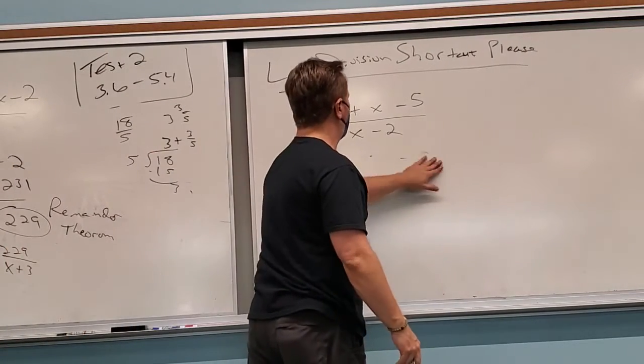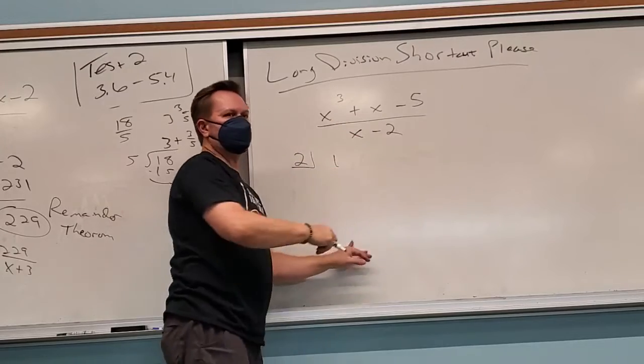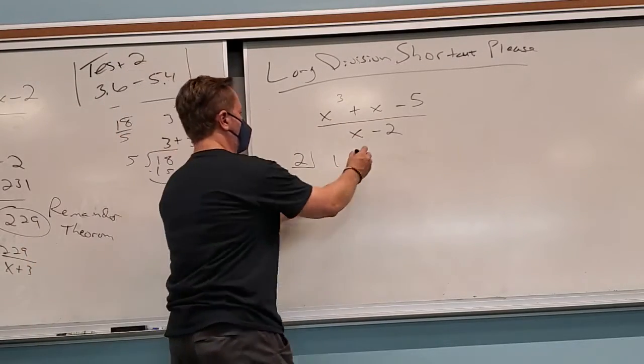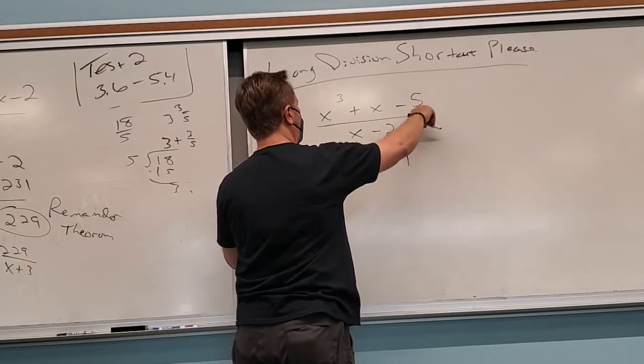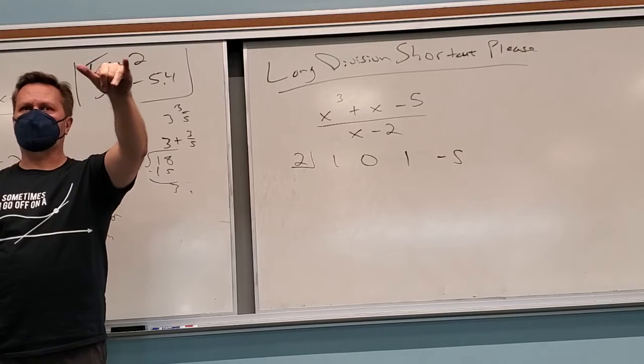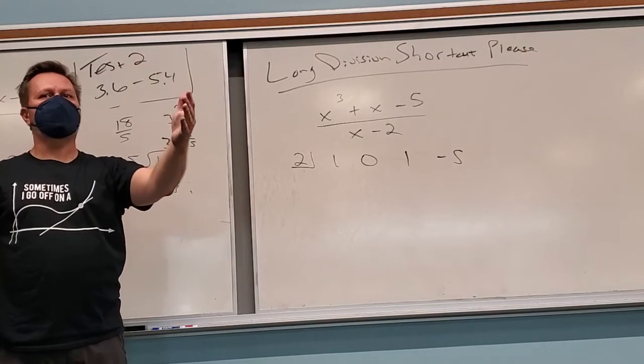The coefficient of the cube is 1. What's the next thing down? Coefficient of x squared. What's the coefficient of the x squared? 0. Coefficient of the x, and then the number term. So if you're missing one of the terms, you have to put a 0 there because that's what the coefficient would be.